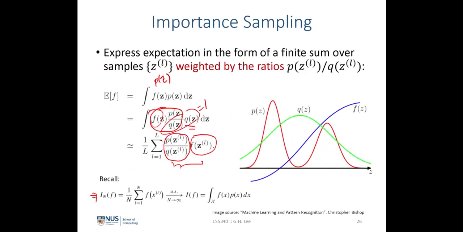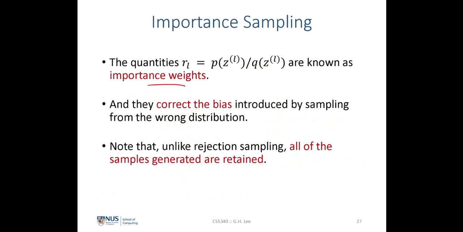From the expectation equation we saw earlier, this r_l can be treated as a weight on the function we are evaluating under the expectation, and hence it is known as the importance weight. The intuition behind this is that they correct the bias introduced by sampling from the wrong distribution, because what we are after is our target distribution p of z, but what we are sampling from is our proposal distribution q of z.